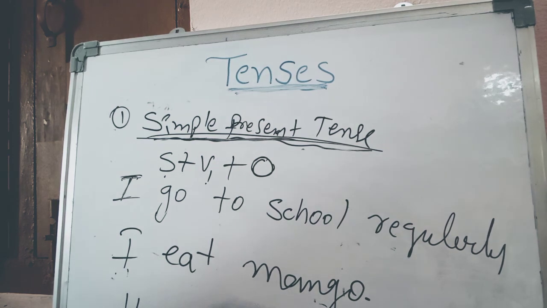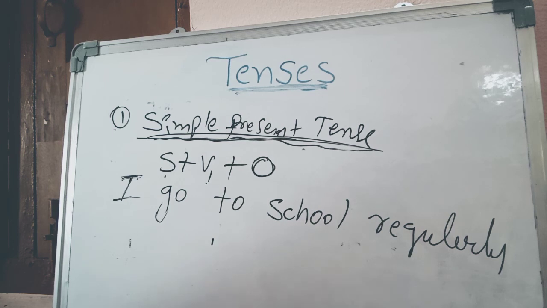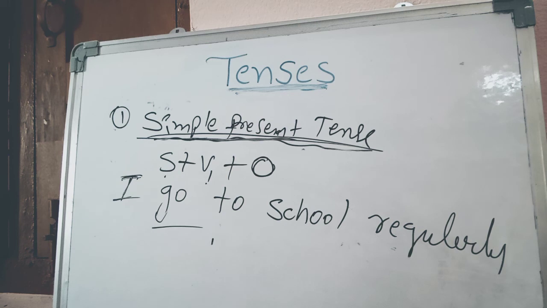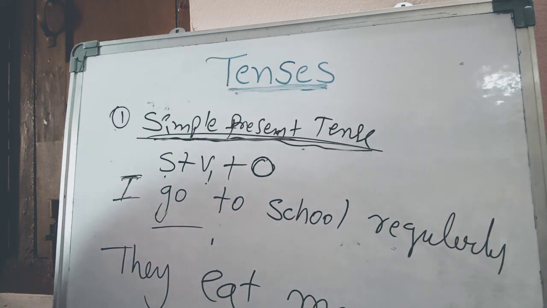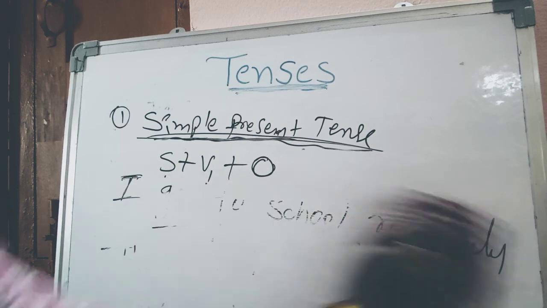When we use we, they and I, we have to use only V1. They eat mango. Like this, we can use different types of verbs. I think you understood what is the simple present tense.